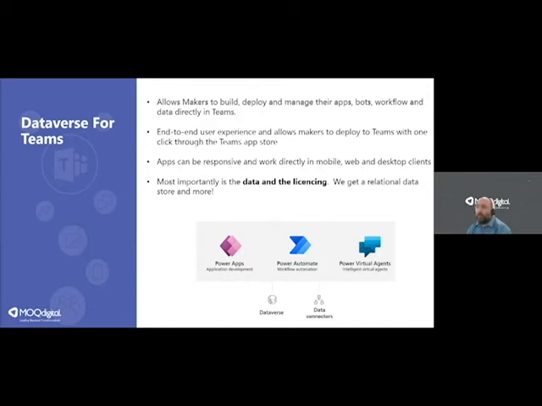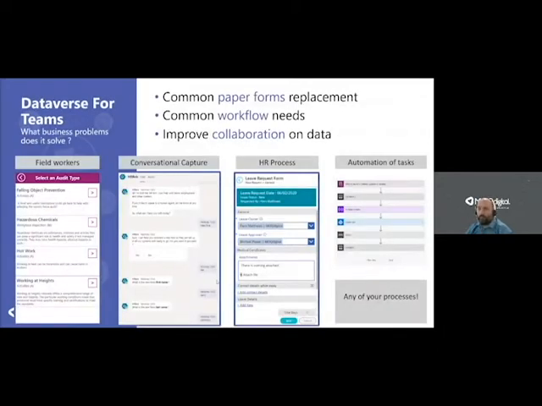The most important piece is the data and the licensing. So we get this relational data store over here, and we get it with the existing E3 licenses that we may have for Teams. We can start to work with this platform today and have all those neat capabilities for us. So really, that is the secret sauce to Dataverse. It is having that common data source, right?